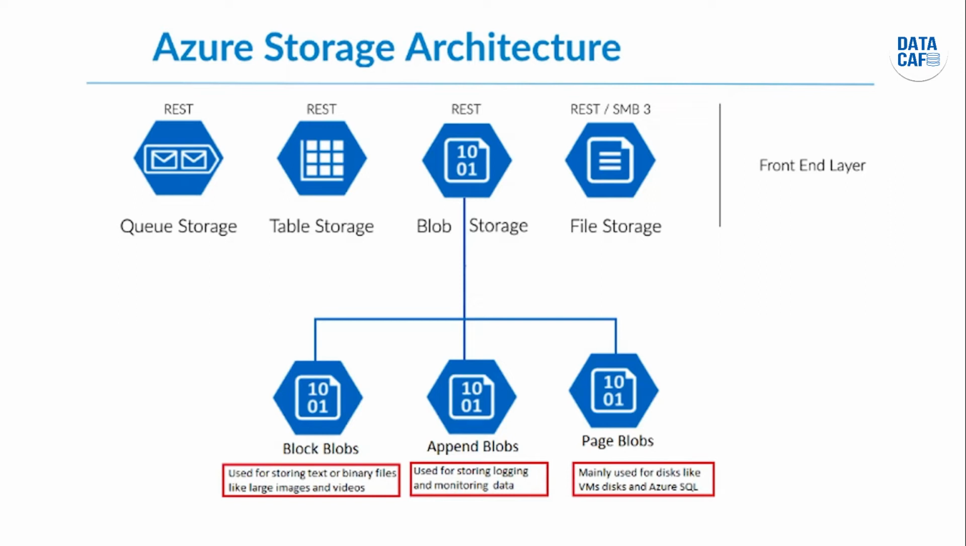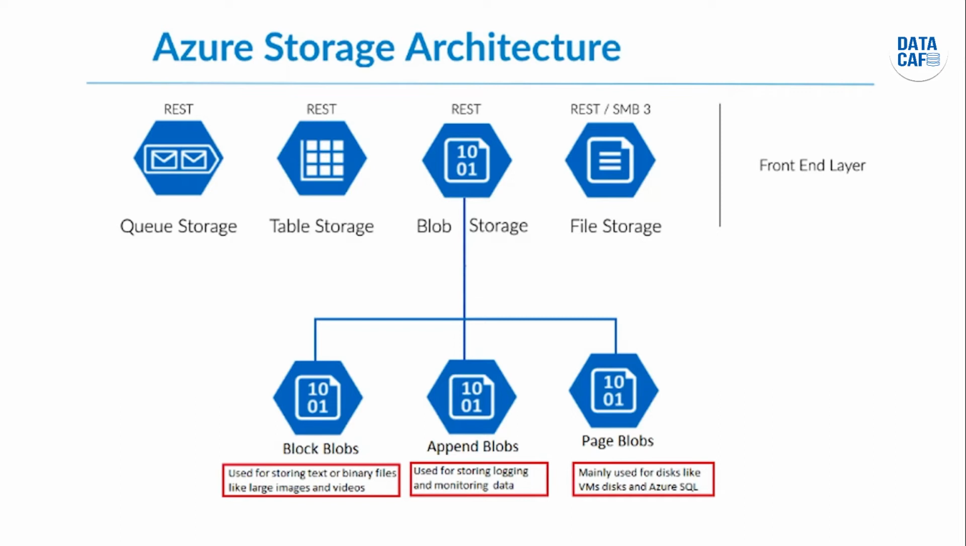Queue storage consists mainly of three components: account, queue and messages. So that is about queue storage. Now we will see what is table storage.